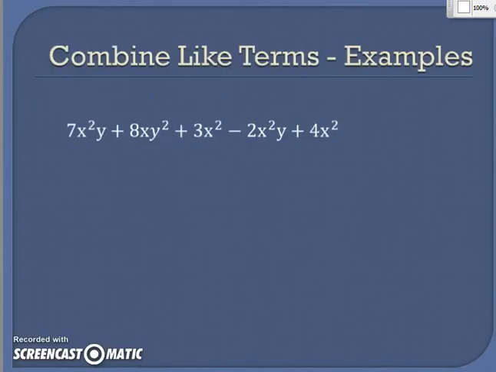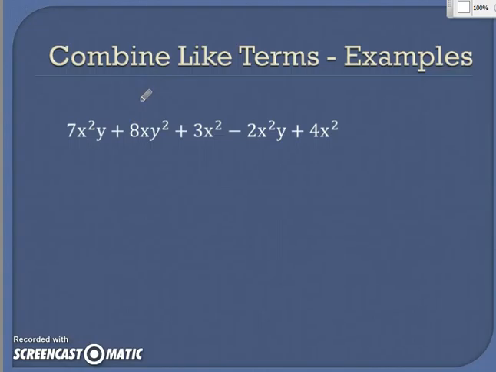So another example for combining like terms. Again, look at the variables and exponents. So 7x squared y, 8xy squared, 3x squared, a minus 2x squared y, and a plus 4x squared. So a common misunderstanding that students will have is they'll add these two because they'll see it has a squared exponent, but they're actually different terms because this one the x is squared and the y is singular. This one the x is singular and the y is squared, so we can't actually combine them.